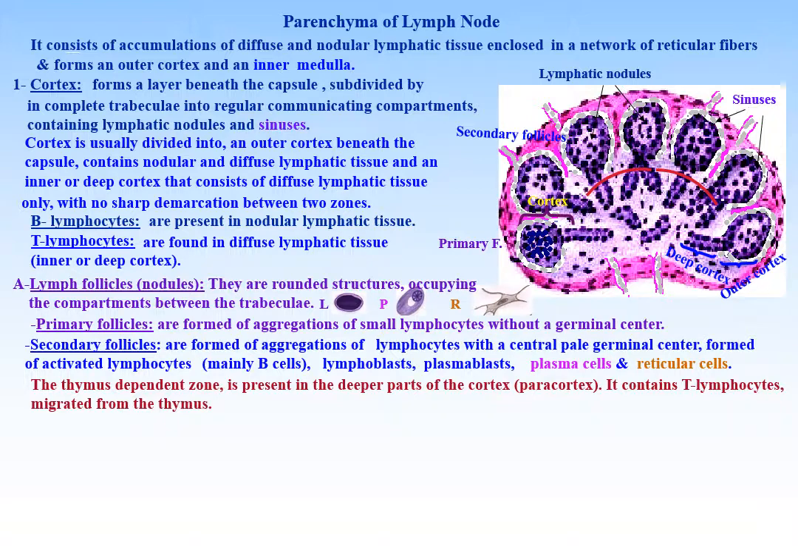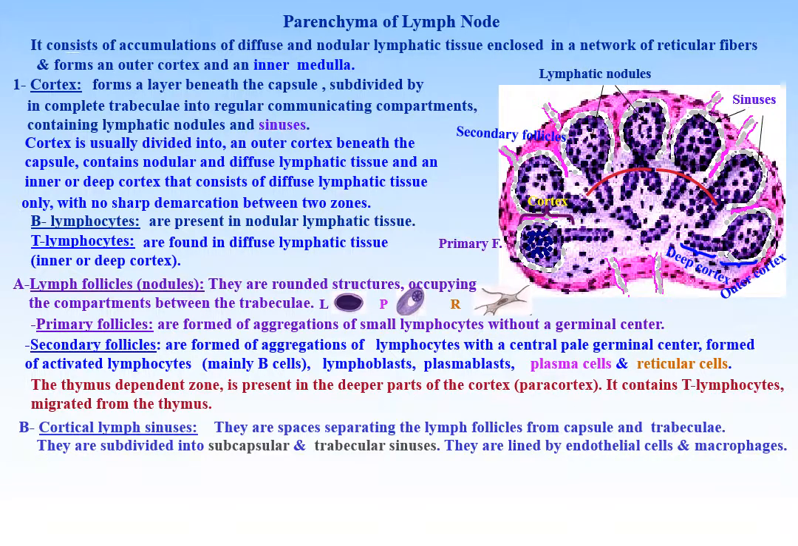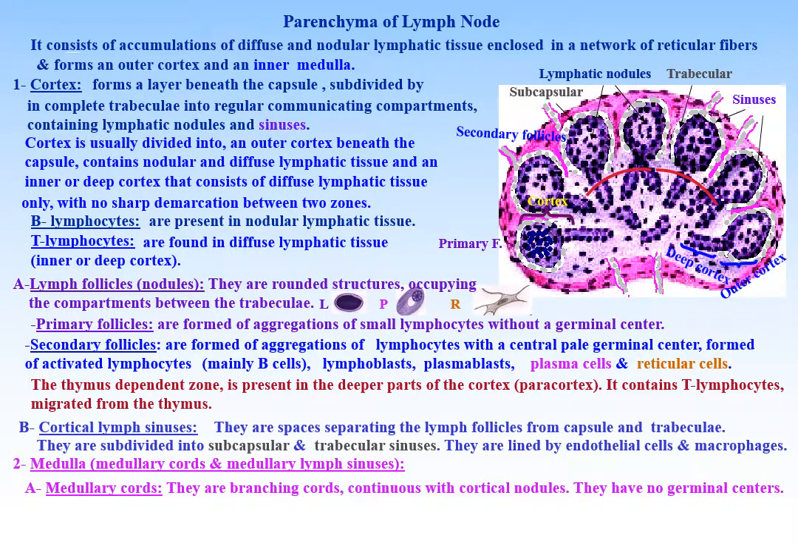The thymus-dependent zone is present in the deeper parts of the cortex, paracortex. It contains T lymphocytes migrated from the thymus. Cortical sinuses. They are the spaces separating lymph follicles from the capsule and trabeculae. They are subdivided into subcapsular between the lymph follicles and the capsule, and trabecular sinuses around the trabeculae. They are lined by endothelial cells and macrophages.